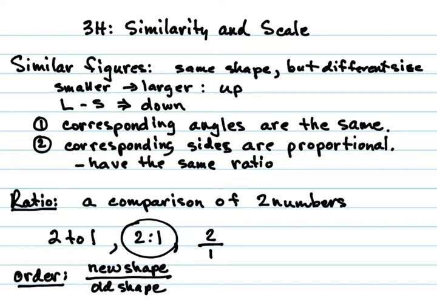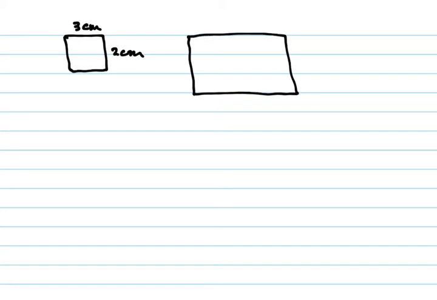So let's look at an example of what I mean by that. Let's say we have two rectangles. We'll say that this is 3 centimeters, this is 2 centimeters, clearly not drawn to scale. Then we have another rectangle, and this is 6 centimeters, and this side is 4 centimeters. And we are told that these objects are similar. And since I know they're similar, I don't have to test for it. I can simply plug in the numbers and find what I need.